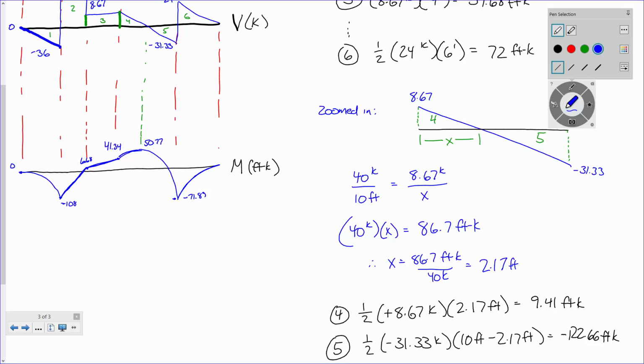Make sense? All right. Before we continue, how are you all feeling about moment diagrams and shear diagrams now? A little more comfortable? A little more?